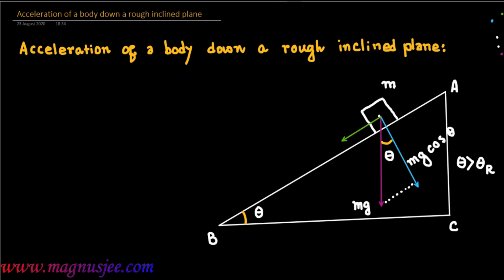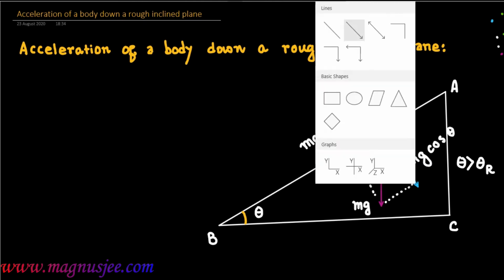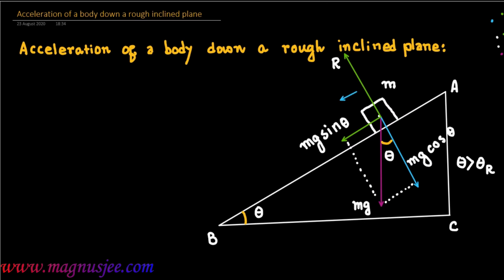We can resolve the weight mg into another rectangular component. That component is mg sin theta, which is parallel to the inclined plane AB. Due to this component mg sin theta, the body will be moving down the inclined plane with an acceleration a. This is the normal reaction. This direction indicates the normal reaction on the body applied by the inclined plane. R is the normal reaction on the body, which acts perpendicular to the inclined plane AB.